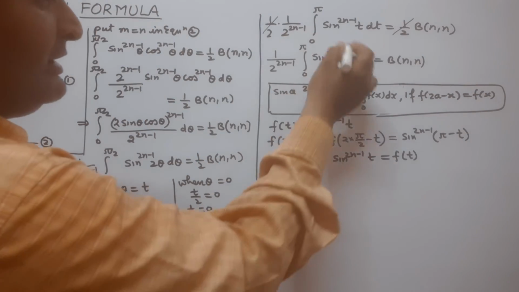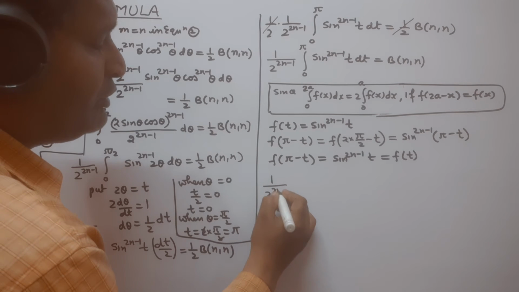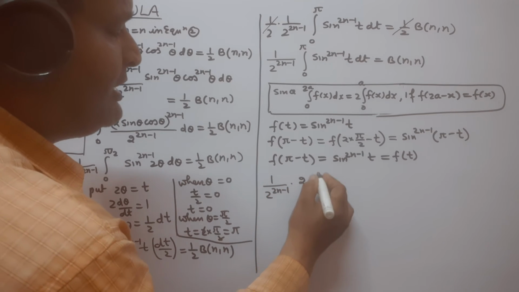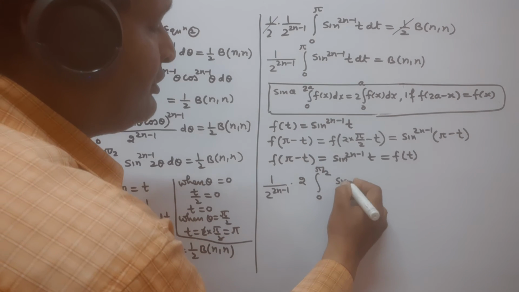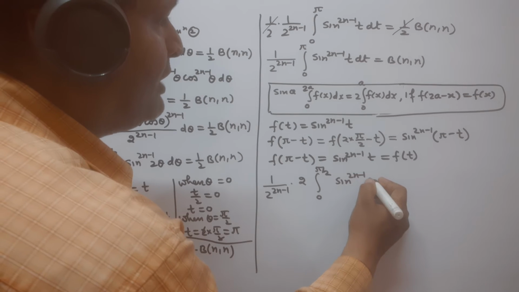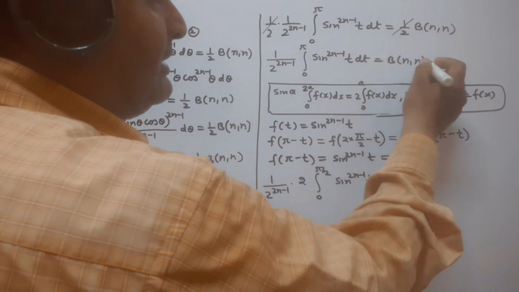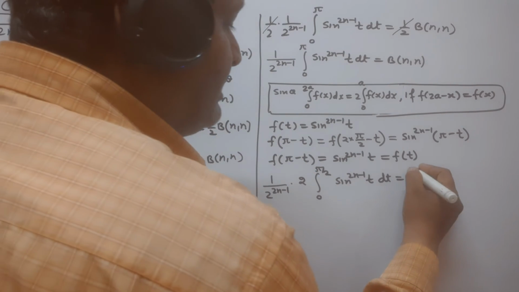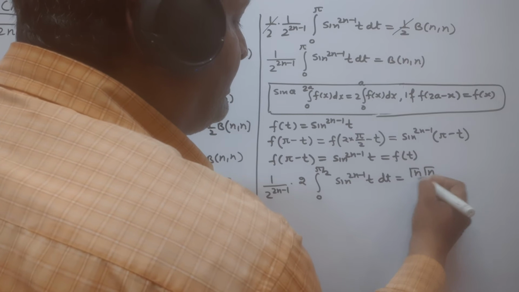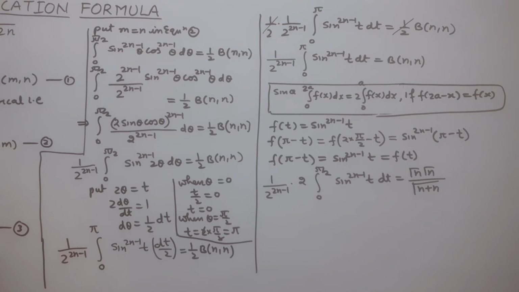So the left hand side is 1 upon 2 to the power 2n minus 1 multiplied by 2 times the integral from 0 to pi by 2 of sine to the power 2n minus 1 t dt, and on the right hand side we can use the relation between beta and gamma function, that is gamma n divided by gamma n plus n. We use the relation between beta and gamma function.